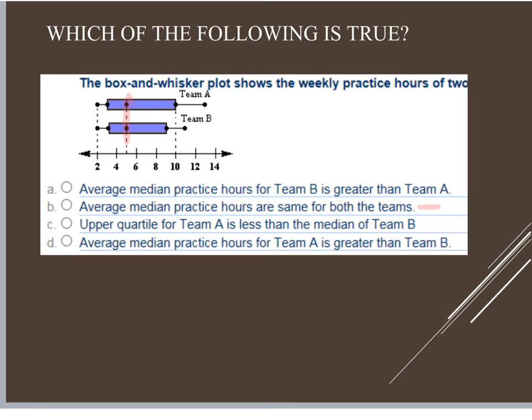The upper quartile for team A is less than the median of team B. Well, the medians we just said were about the same, so I know that's not true. And then D says the average median practice hours for team A is greater than that of team B. And again, they're pretty much the same, so that's not true. So our correct answer then would probably be B in this case.